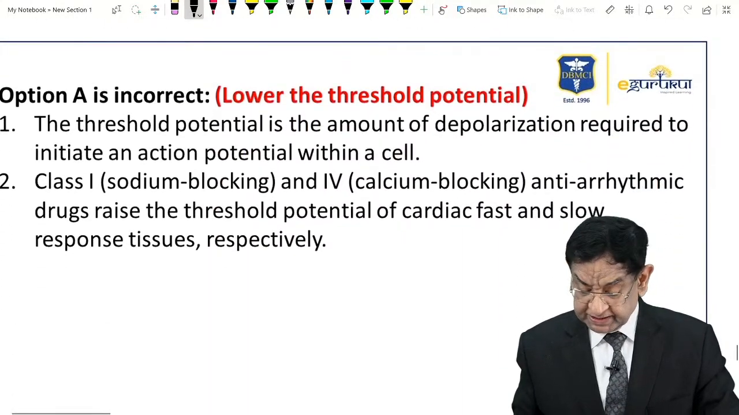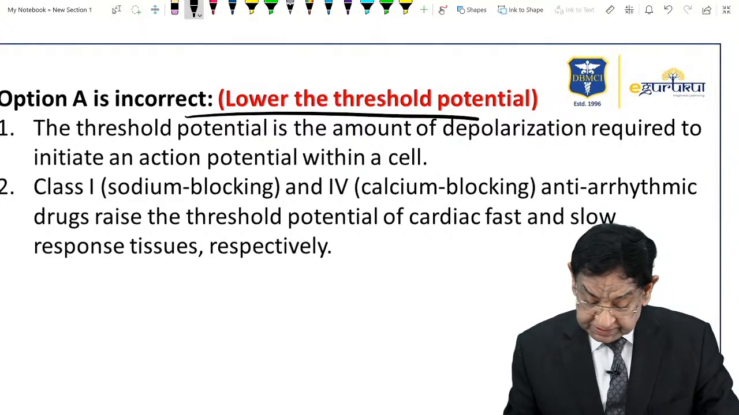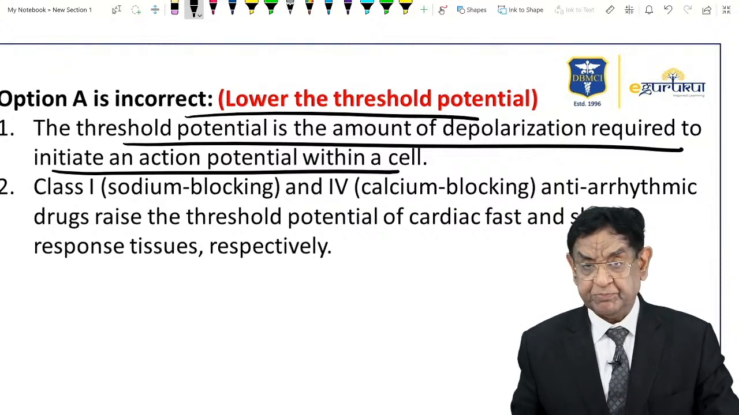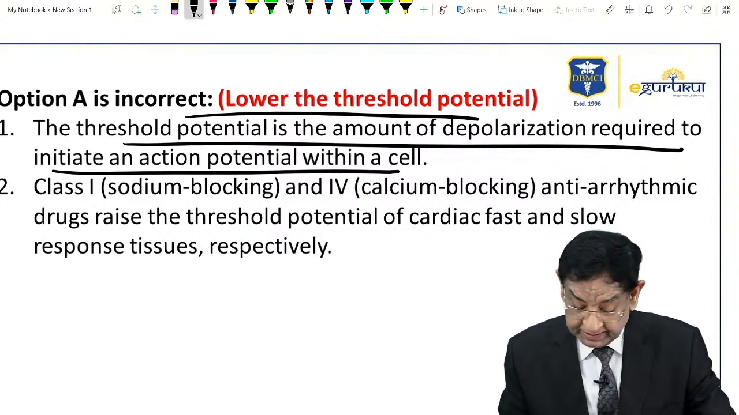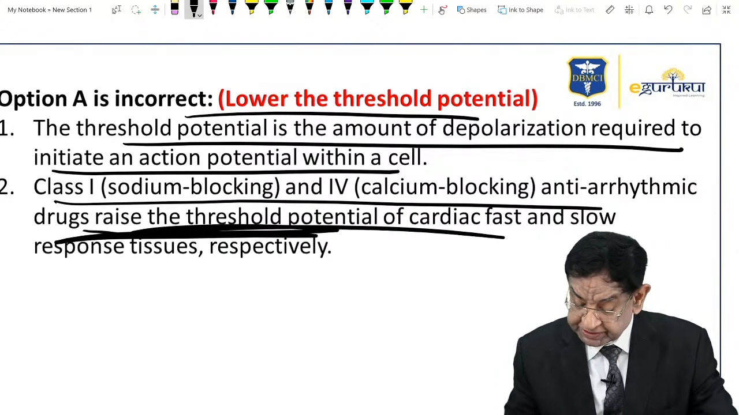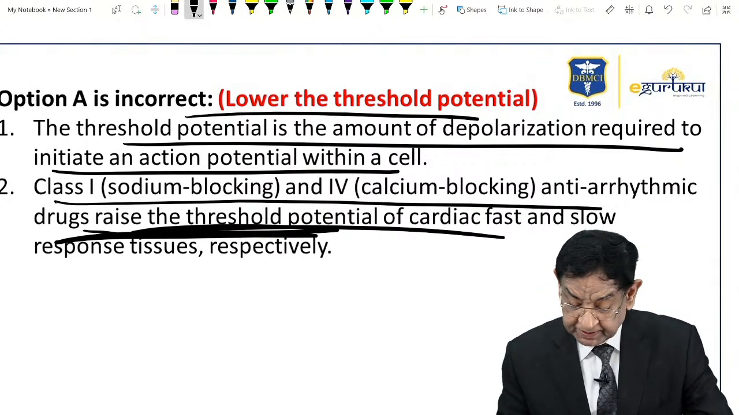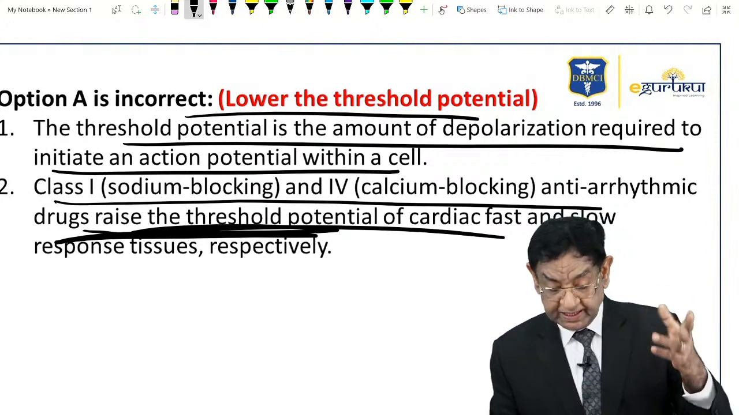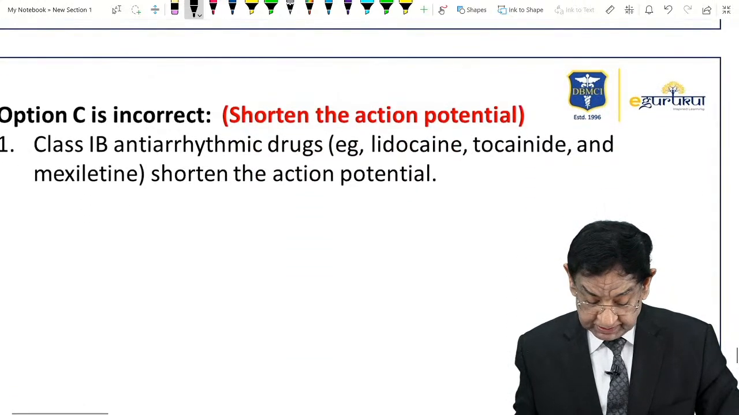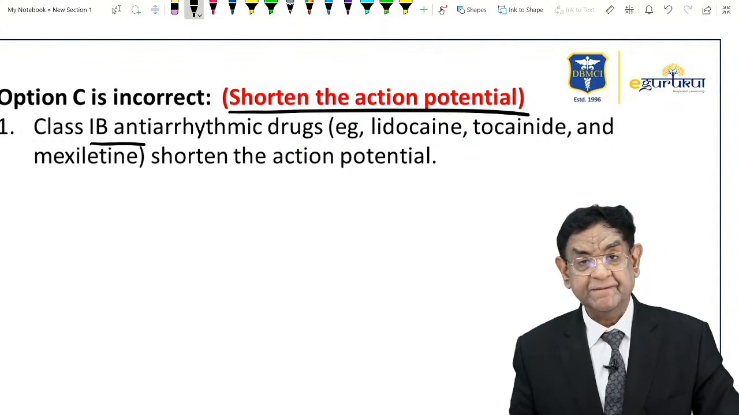Well, other actions, they lower the threshold. Threshold potential is the amount of depolarization required to initiate an action potential, that we know very well. Class 1A and class 4, they raise the threshold potential. They are not going to lower the threshold potential. Class 1B, they shorten the duration of action potential.